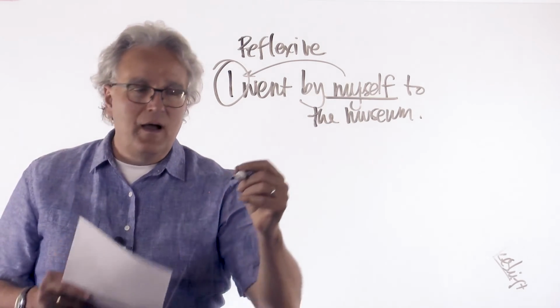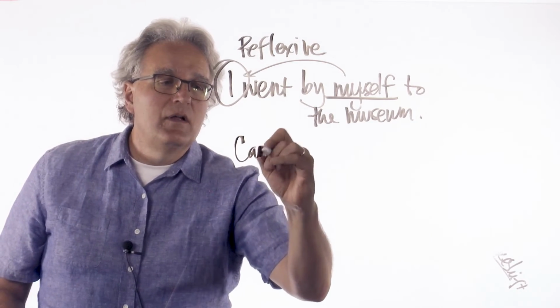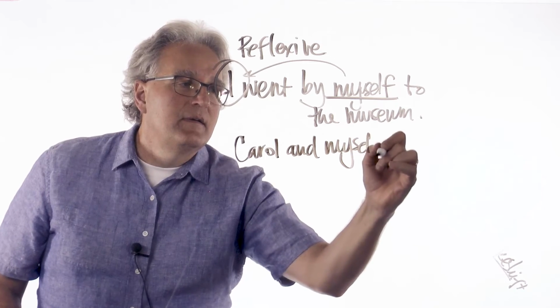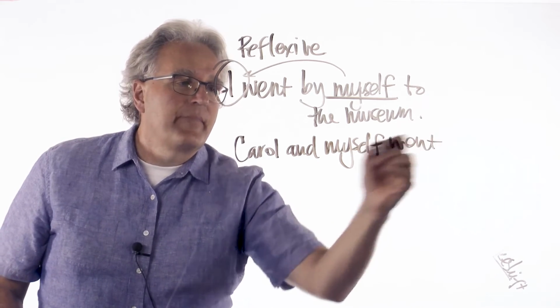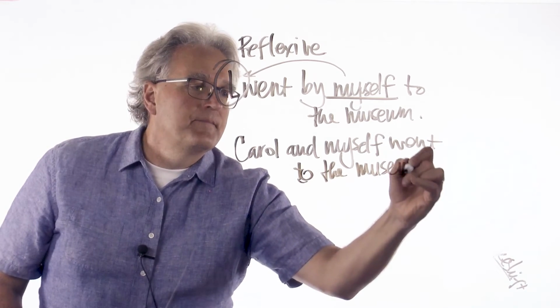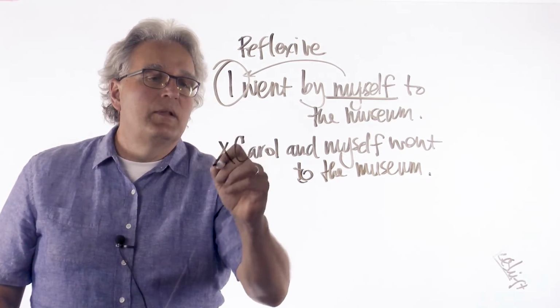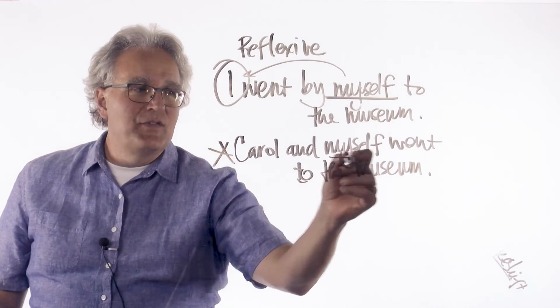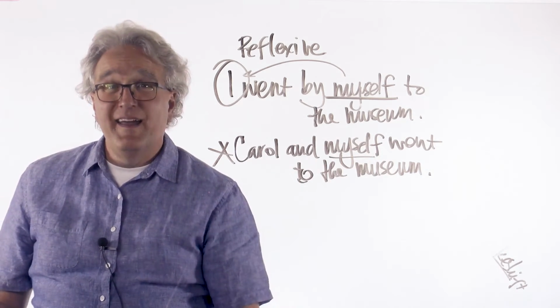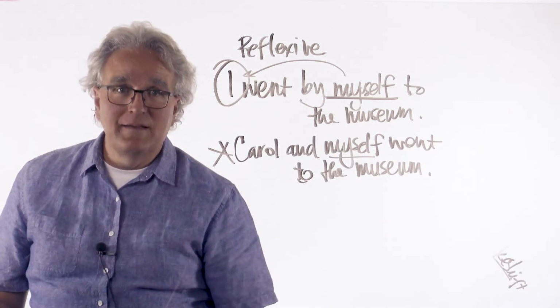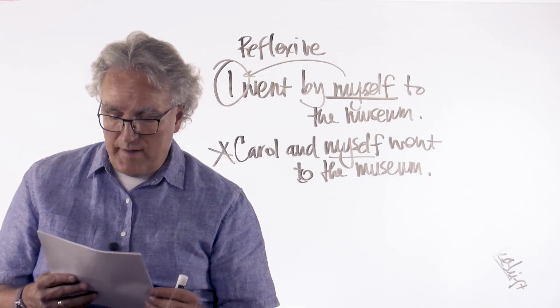But if I said something like Carol and myself went to the museum, then I've got a problem, right? Because I don't have an antecedent here. I don't have I mentioned before I get to myself, so that does not work.